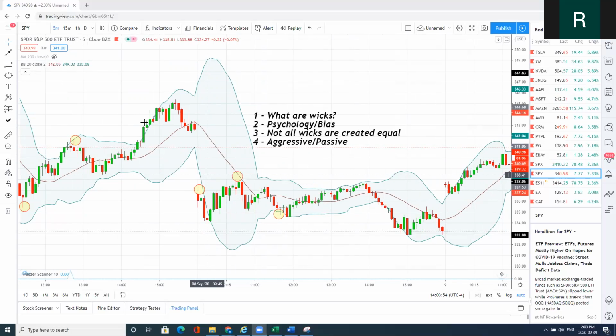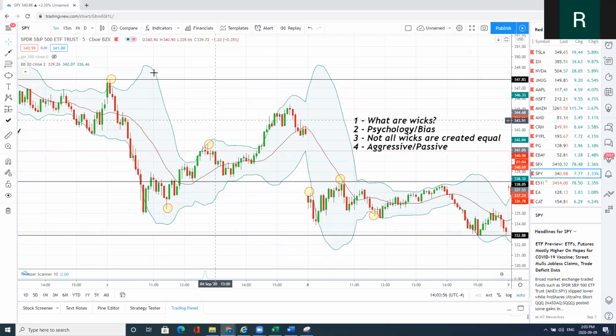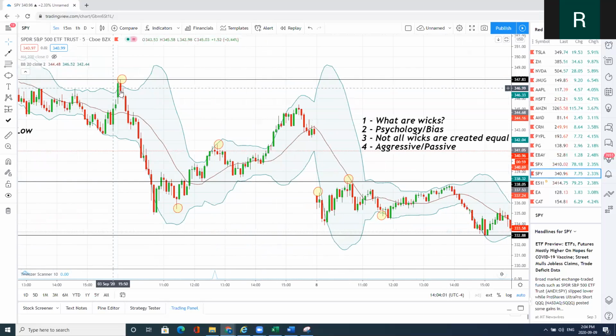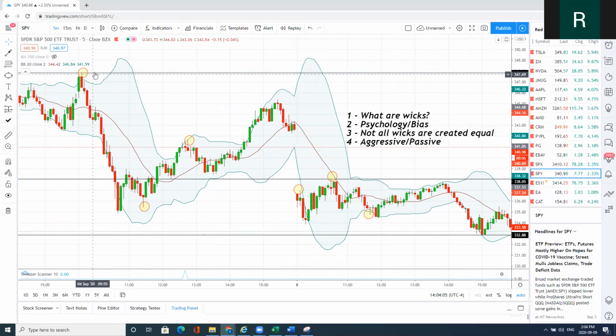So let's use these wicks as an example. This wick was September 4th. The market opened at 9:30. Right here, we had the buyers trying to push higher, immediately getting shut down. So this is a great wick indicating trapped bulls. And then you can see the big drop we have here on the short.